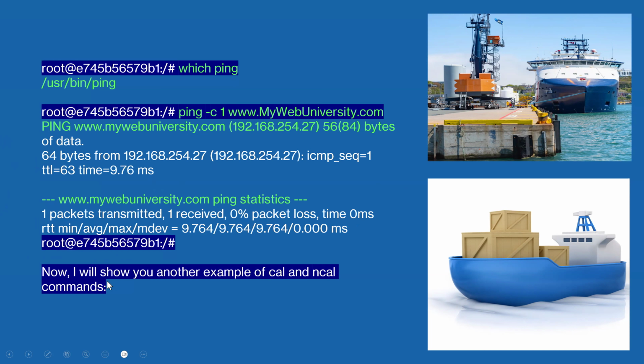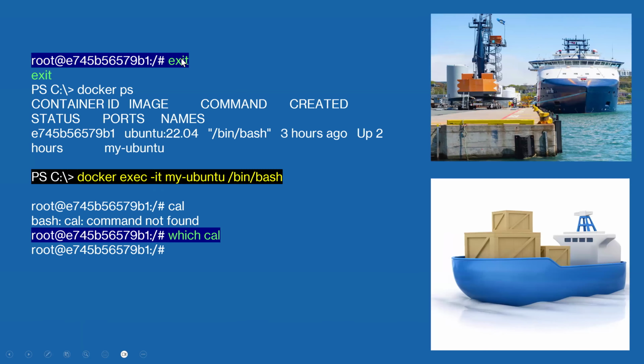And then I say, okay, now I will show you another example of cal and ncal. So another package, for example, I would say, well, what if I just want to do cal and ncal? So then I could exit out of this one, and then docker ps. Now it says that it's up 2 hours, and then I say go ahead and run the docker exec -it. This time I shorten it to -it rather than --interactive --tty. That's interactively connecting to it, and then the name of it is my-ubuntu.